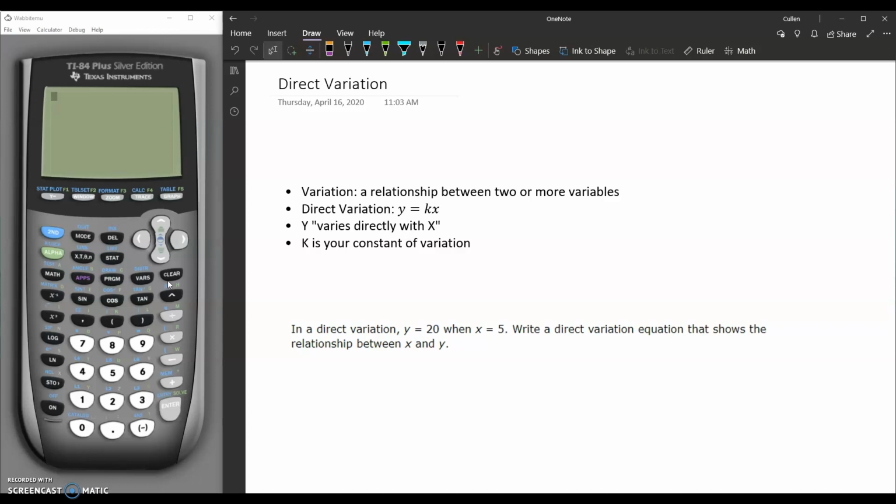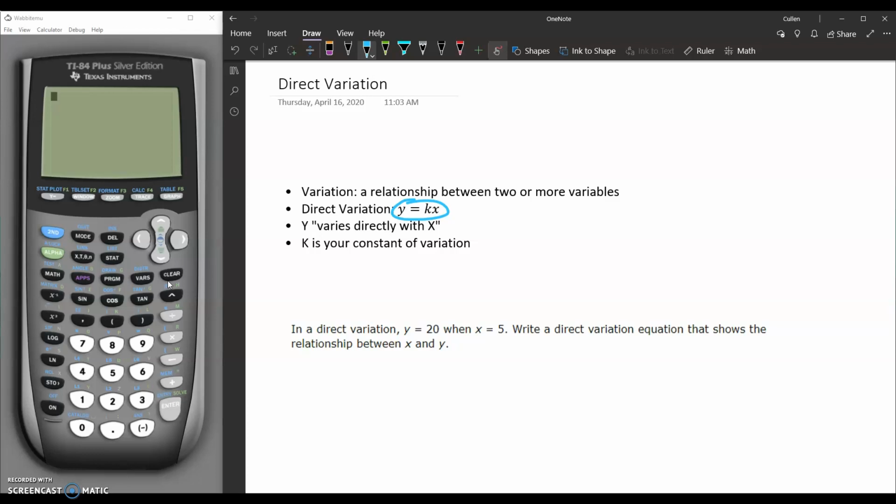What is variation? Variation is a relationship between two or more variables. And there are a few different types of variation that people use to describe these relationships, and they all come with an equation that goes along with them. For example, direct variation, which we'll be talking about today, has this equation that goes along with it, y equals kx. Okay, and the two variables that are in that, I know k is also in there, and we'll talk about that in a second.